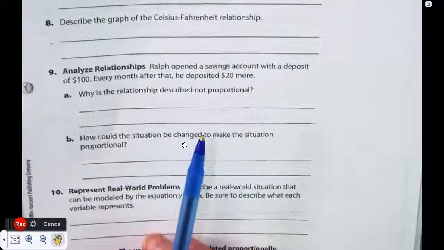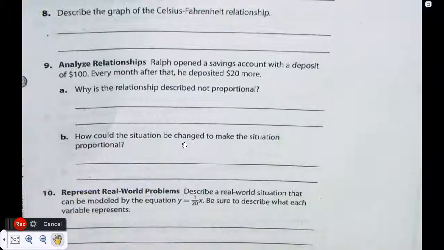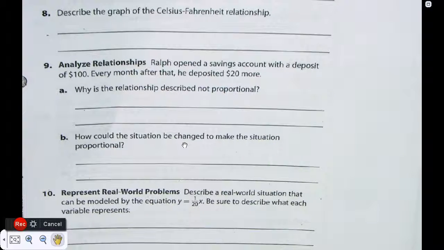Raise your hand when you know this. Ralph opened his savings account with a deposit of $100. Every month after that, he deposited 20 more.